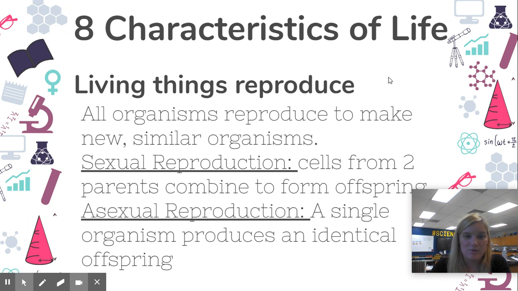And then living things reproduce. So all organisms are going to be able to reproduce to make new, similar organisms. You have two different ways that happens. There's sexual reproduction, where cells from two parents combine to form offspring, which is how humans reproduce, and asexual reproduction, where a single organism can produce an identical offspring. And this tends to be bacteria, but we'll talk about a few different things that can do that later on.